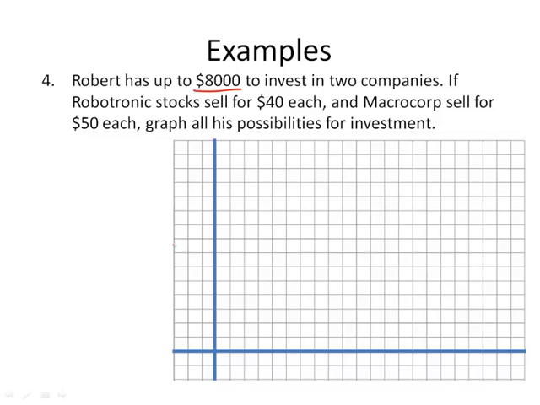So let's put Robotronic as X and MacroCorp as our Y. And we want to create an equation that relates these two. We know that every time he buys a Robotronic stock, he pays $40, so that's 40 times X. Every time he buys a MacroCorp stock, that'll cost him $50, which would give us $50 times Y.